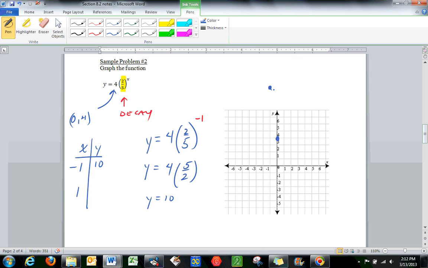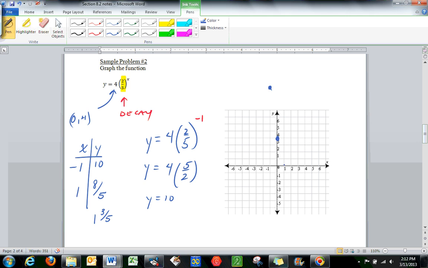So now if we look at the next point that we want to graph, the 1 value, we get 2/5 to the first power, which is just simply 2/5. So we're going to multiply 2/5 times 4, which is going to give us 8/5. 8/5 is the same as 1 3/5. And of course, anytime we get a fractional unit, we're just going to guesstimate that as best we can.